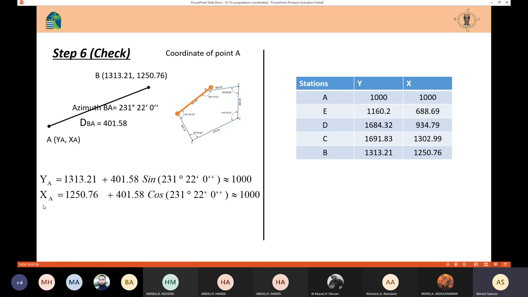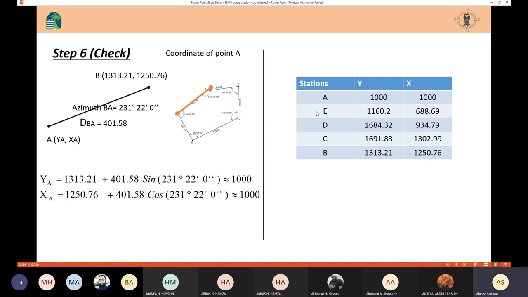So the value of YA is going to be the value of YB plus the distance between them, sine the azimuth, which is here. Similarly, we are going to determine the value of XA. The value of XA is going to be the value of XB, this value, plus the distance between them, cosine the azimuth. And approximately, the value came out to be 1,000 and 1,000. And that is going to confirm my result, because the coordinate of the point A was given for us.